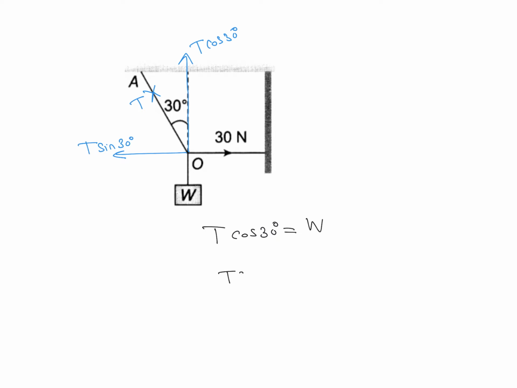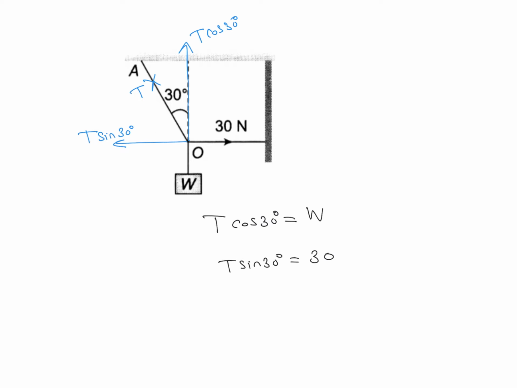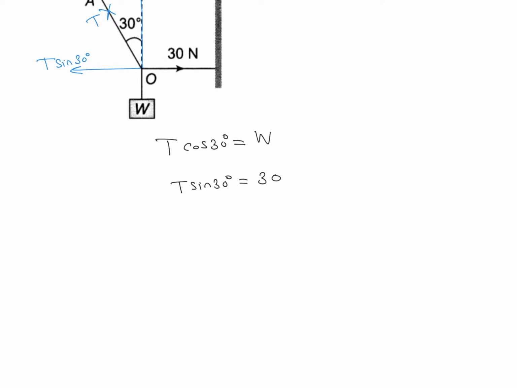Or you can write that T sin 30 should be equal to the force acting towards the right, that is 30. So from this equation we can write T into sin 30, which is 1 by 2, should be equal to 30. Or you can write the value of T is equal to 60.